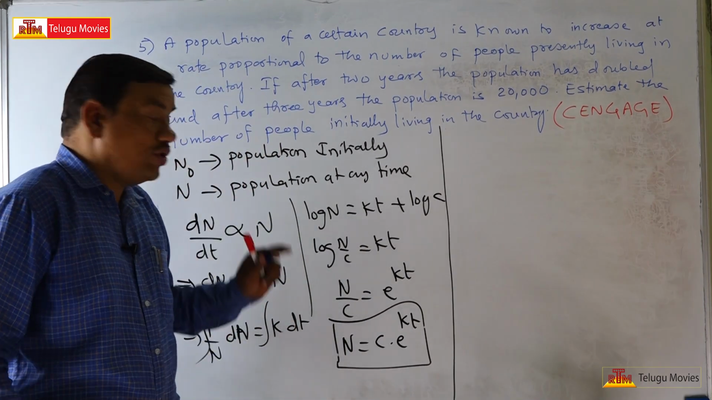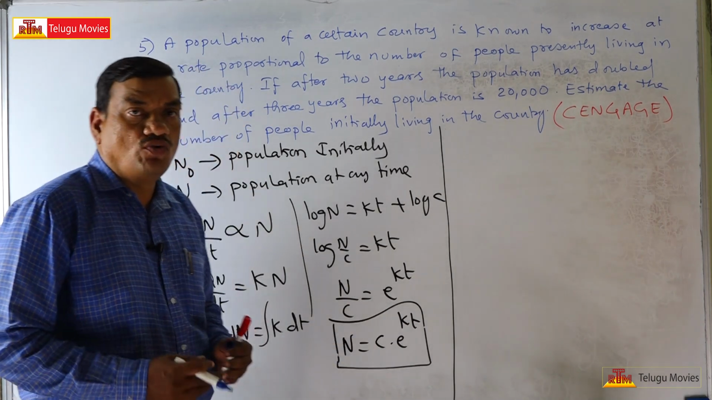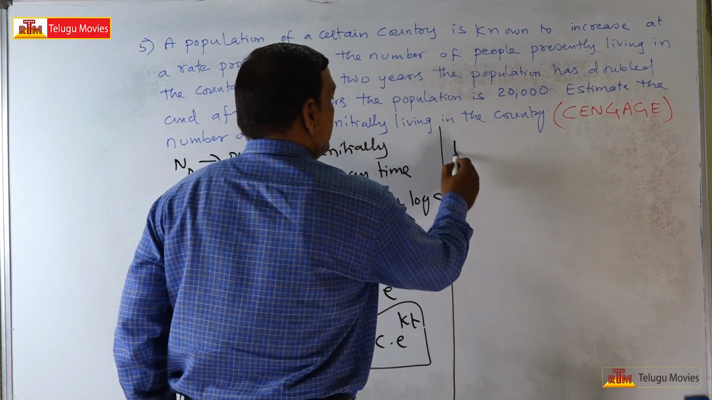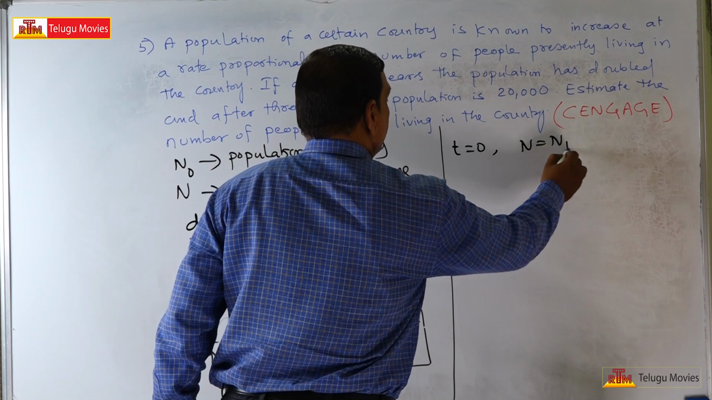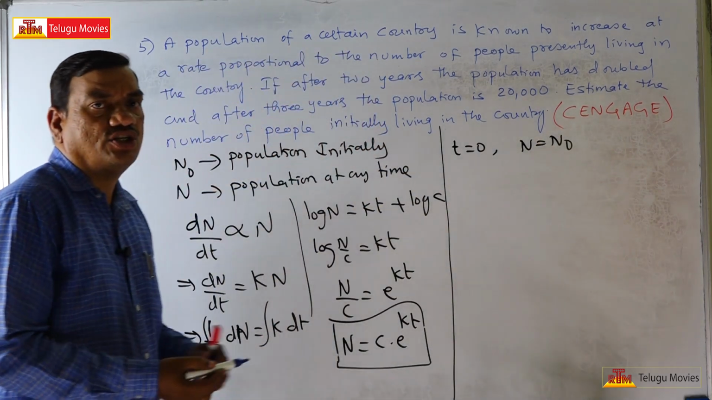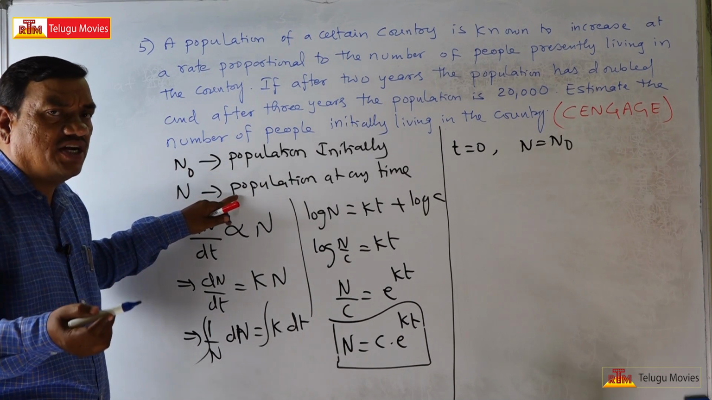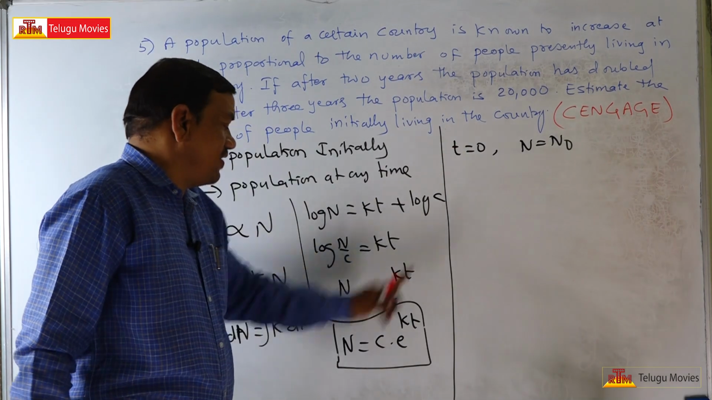Right. So here we will solve the value of c and k. How to solve it? At the initial stage, when time is 0, your population is equal to the initial population, N is equal to n naught. So when t is equal to 0, that means starting, now substitute those values here.